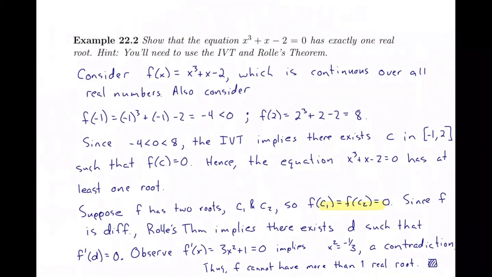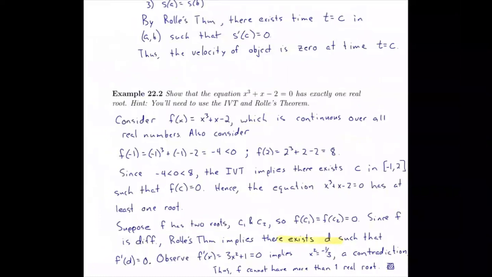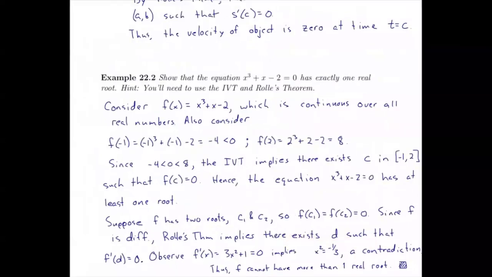So if that's the case, we know that there exists a d, this is by Rolle's theorem, such that f prime of d is equal to 0. So the derivative of the function f is equal to 0 at this value d. So Rolle's theorem tells us if the function has two roots or more than one root, and this would be two of them, right, then f prime of d is equal to 0 thanks to Rolle's theorem. Well, what's f prime of x?